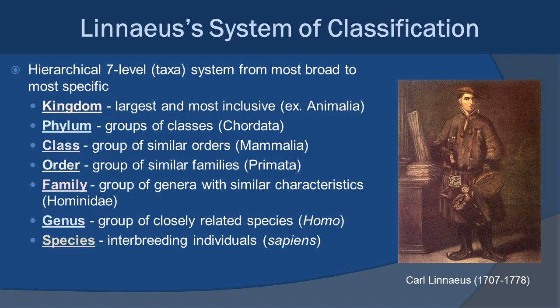I've also given you an example of our own classification through all of these levels. So kingdom, we are in kingdom Animalia. In phylum, we are in phylum Chordata. We are also in class Mammalia. We are in order Primata. Our family is Hominida, and our genus and species name is Homo sapiens. So we're in the genus Homo, and of course we are the species sapiens.